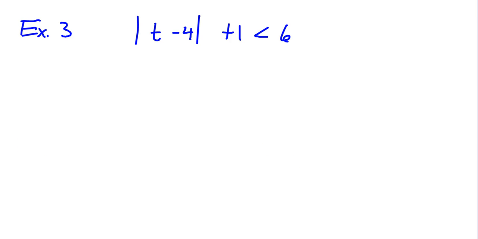May have something like this where you've got the absolute value of t minus 4, plus 1, less than 6. Okay, the biggest thing is if you get one like this, it's like the other problems back in 9.1. You've got to get the absolute value by itself. So before you do anything at all, get rid of that 1. So you've got an absolute value of t minus 4 less than 5.